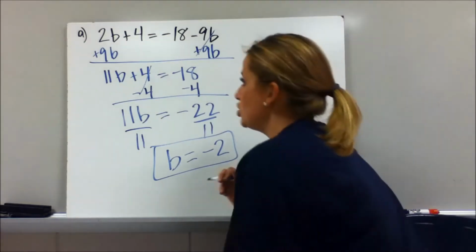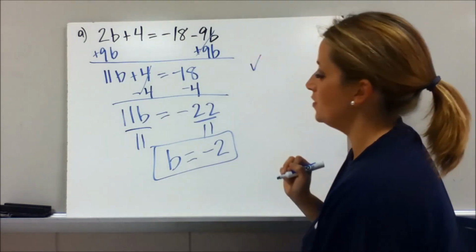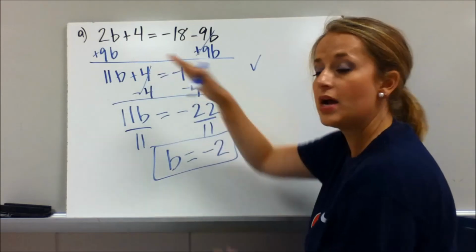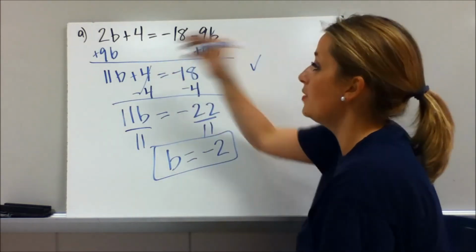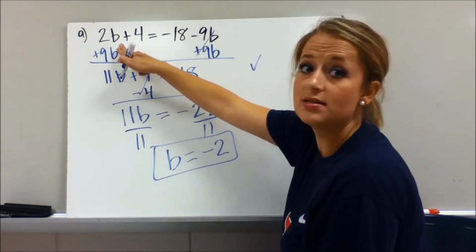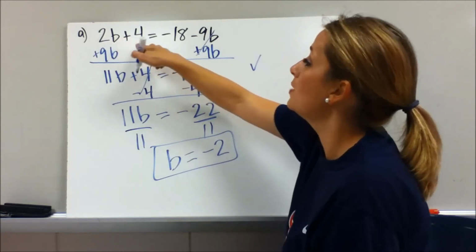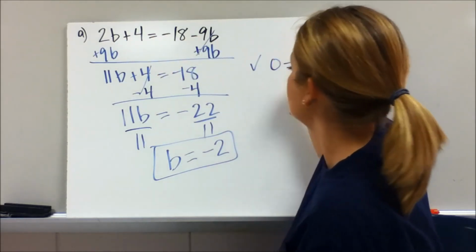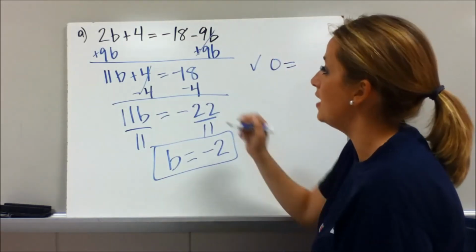Now I'm going to show you a quick check for this. Ideally, you're going to be doing this in your head. If you put negative 2 in there, do your sides balance out? So in your head, 2 times negative 2 is negative 4. Negative 4 plus 4 is 0. So I want to see, does it come up as 0 on the other side?